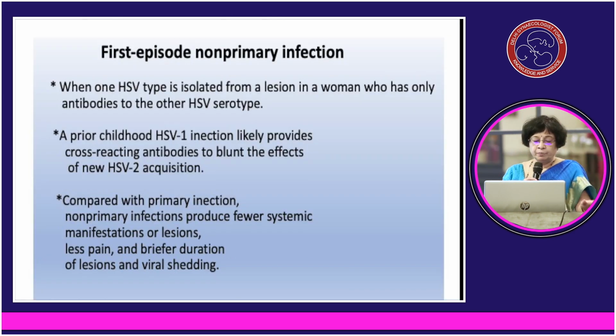First episode of non-primary is when one HSV type is isolated from the lesion, but the serological antibodies are for the other type. A prior childhood HSV1 infection likely provides cross-reacting antibodies to blunt the effect of HSV2. Compared with primary, this will be milder. The lesions are less painful, with briefer duration of lesions and viral shedding.